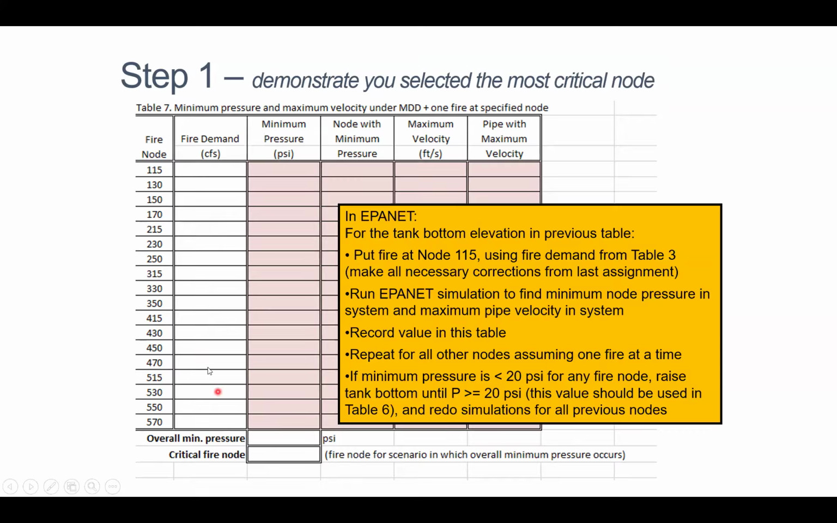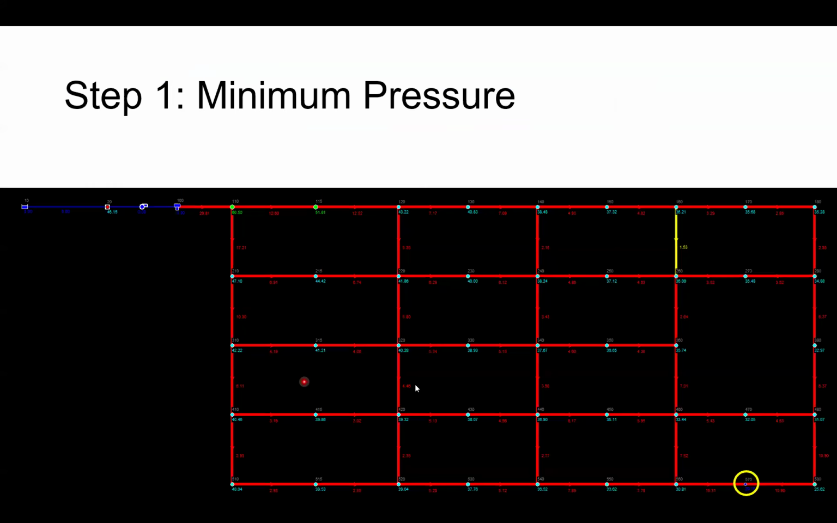Put a fire demand on that node on top of the maximum daily demand, and then just track what's the minimum pressure in the system. Okay, so here's just an example of that. And I've got the visualization of the pressure that's in blue. You can see that over here we've got 51 PSI, and over here we've got 32. So you're going to be adjusting that tank elevation so that you get 20, let's say, at the lowest pressure node where the fire demand is.